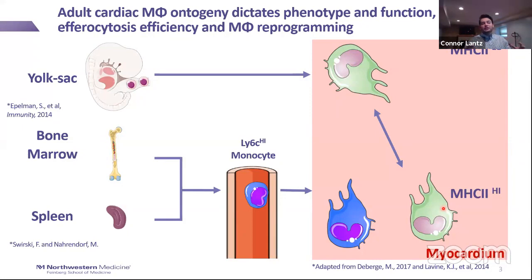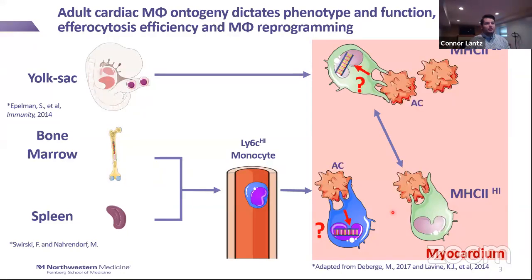And so within the healthy myocardium, we have these distinct macrophage populations defined by their ontogeny. Many studies have shown that after myocardial infarction, these macrophage subsets are each subjected to the stimuli of apoptotic cells. But one of the major questions is, how does this stimuli affect not macrophages as a whole, but specifically the heterogeneity and reprogramming of these macrophages?